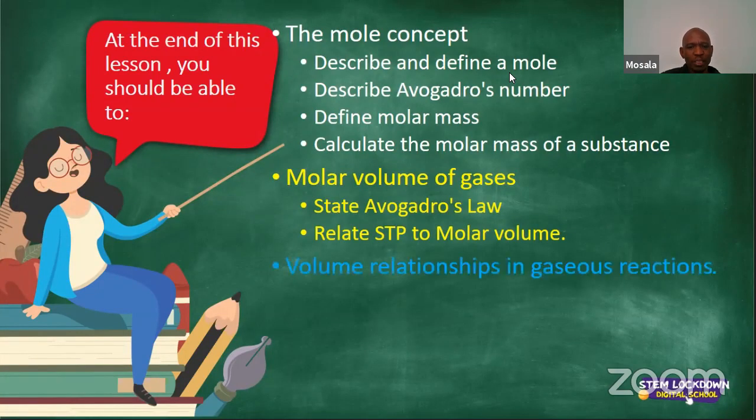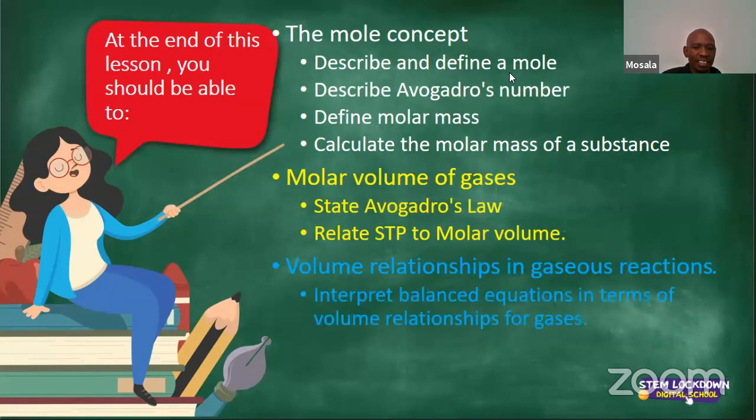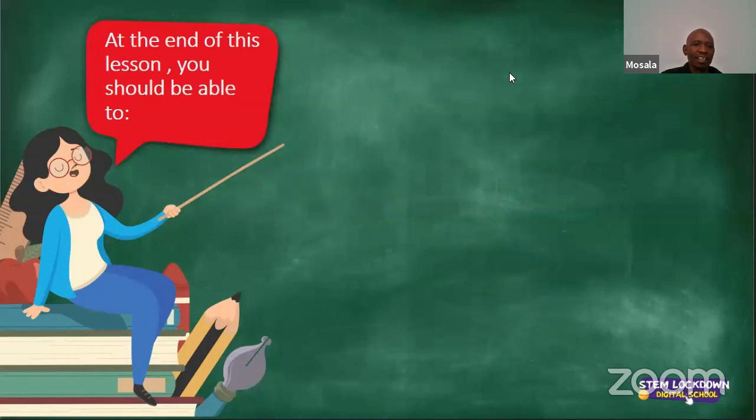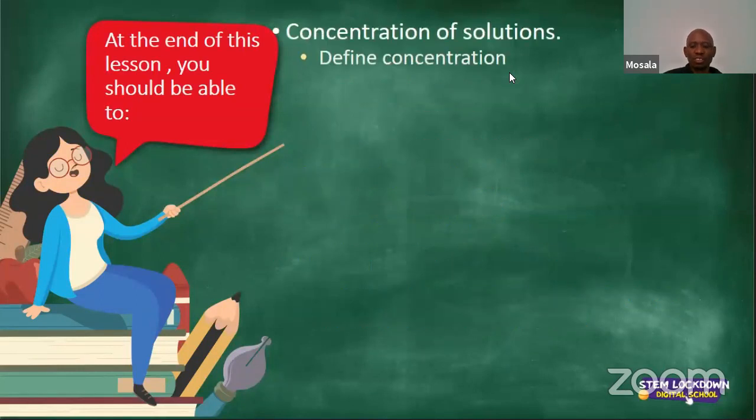By STP, we simply mean standard temperature and pressure. You should also understand the volume relationship in gaseous reactions, and be able to interpret the equation in terms of volume relationship for gases. Furthermore, you should be able to understand concentration of solutions, define what is meant by concentration, and calculate the concentration of a solution.